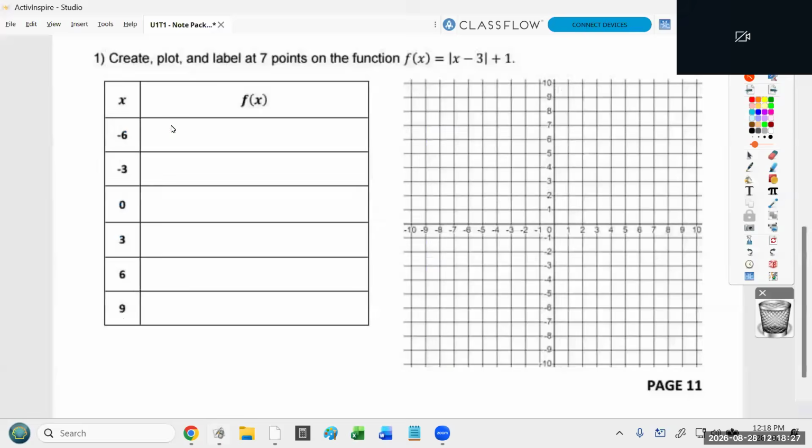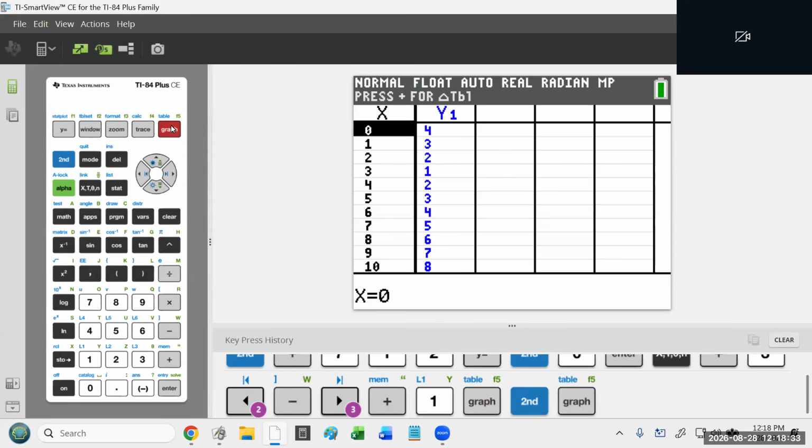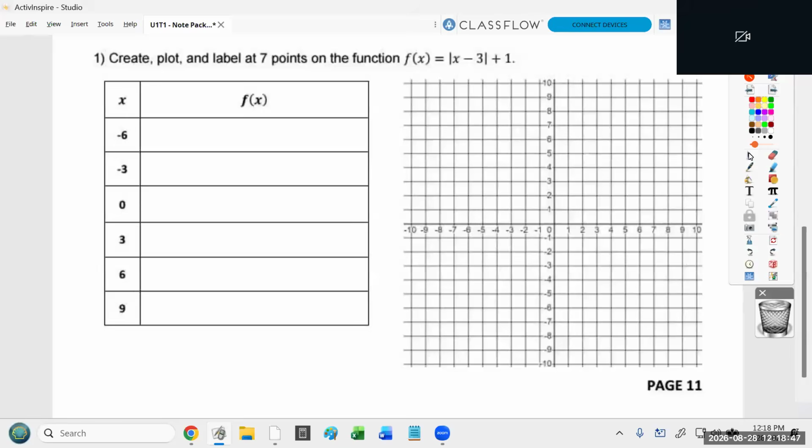Now, I want the values at -6, -3, 0, 3, 6, 9. Currently, I can only see the values at 0, 3, 6, and 9. 9 has a 7, 6 has a 4, 3 has a 1, 0 has a 4. So if you want to, you can write those down right away. Okay? So 9 had a 7, 6 had a 4, 3 had a 1, 0 had a 4.